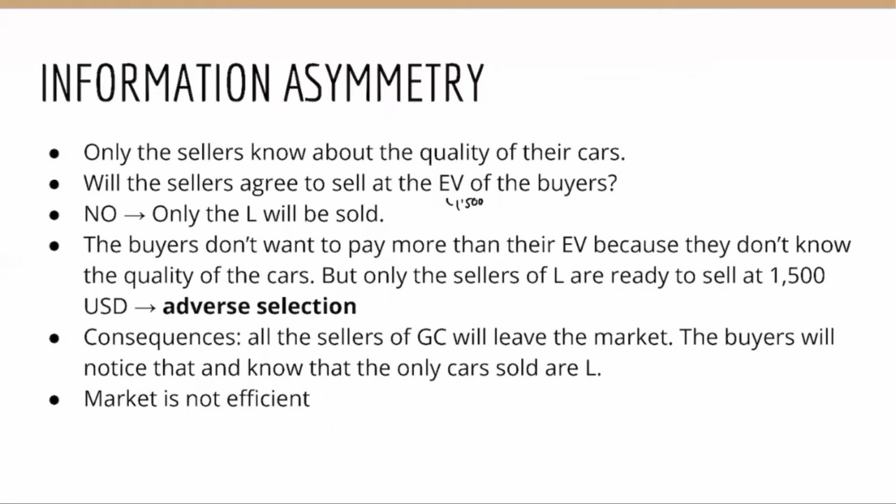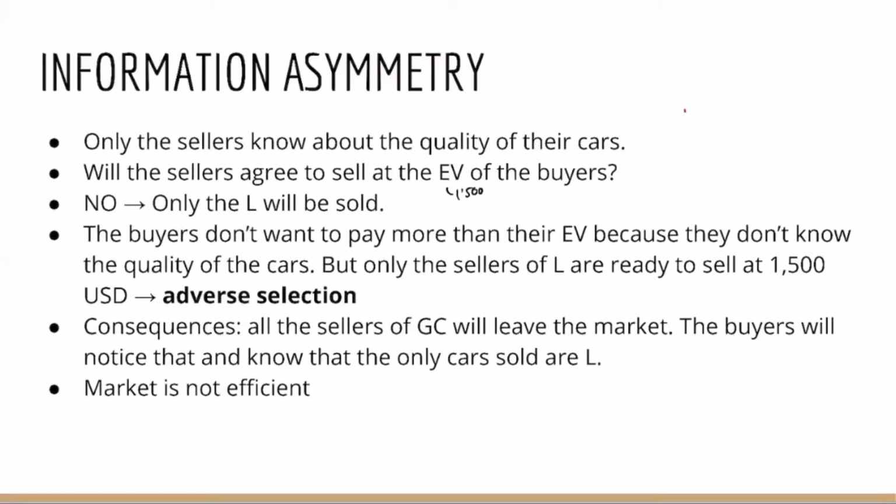Why? Because the reserve price for the lemon was $750 and for the good car it was $1,750. So for the lemon, the reserve price is lower than the expected value of the buyer, so yes, they will sell. But for the good cars, the reserve price is higher than the expected value of the buyer, so the sellers will not sell the good cars because they will lose money.